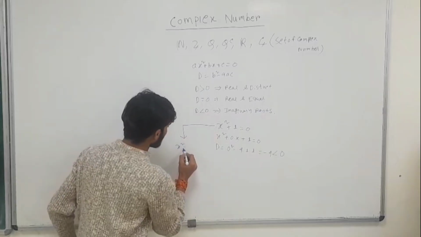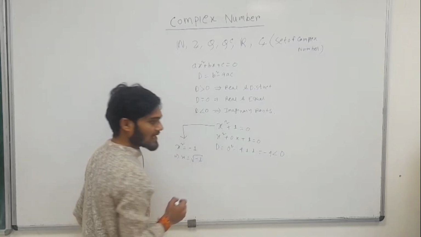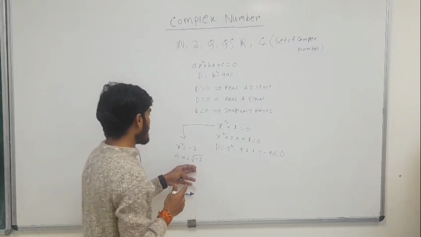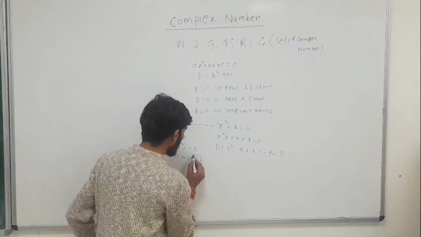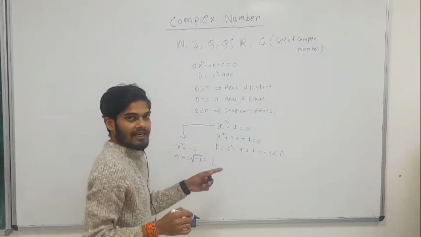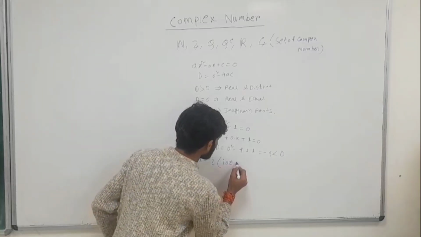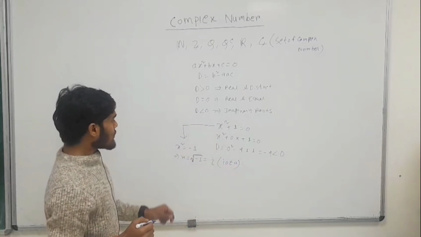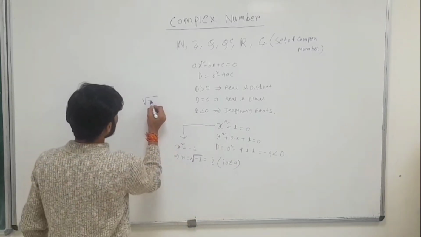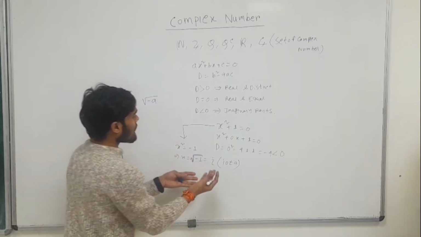x square equal to minus 1 and x equal to root under minus 1. And this form you are seeing firstly. So this root under minus 1, I will denote as iota. This iota is a Greek letter and we will call this iota. So if you have any number which is of the form root under minus a, you can write it in the form of iota.